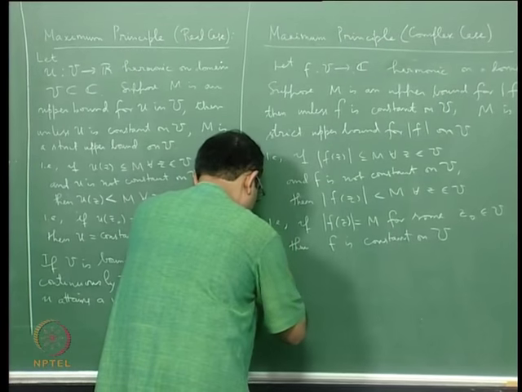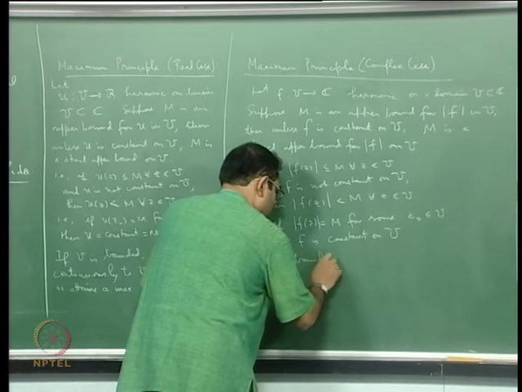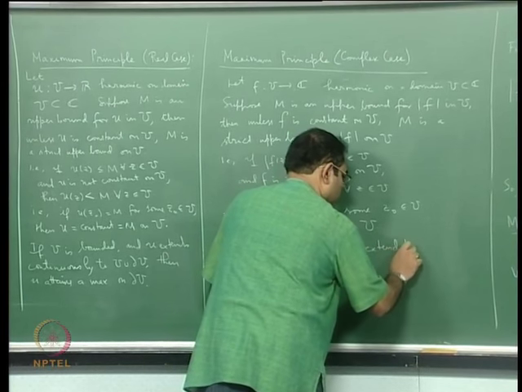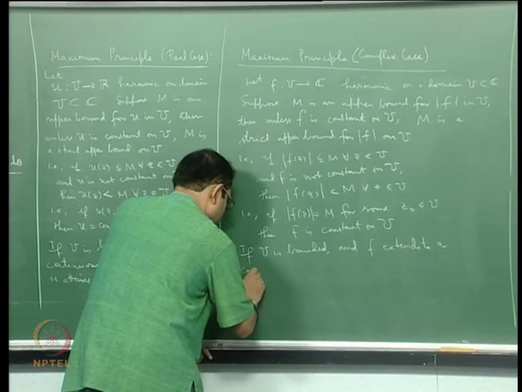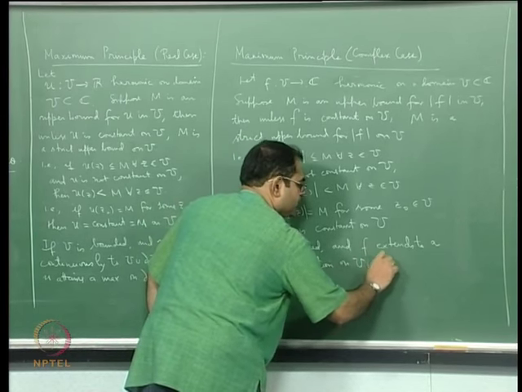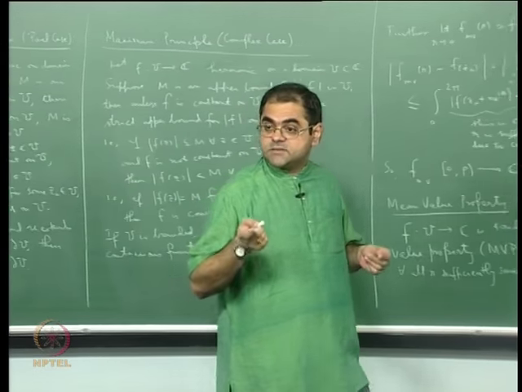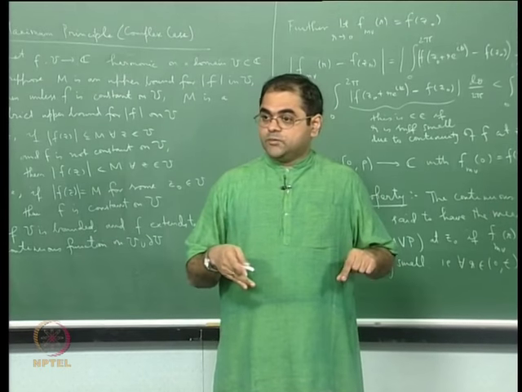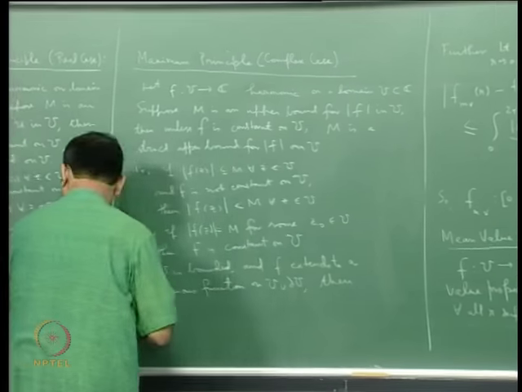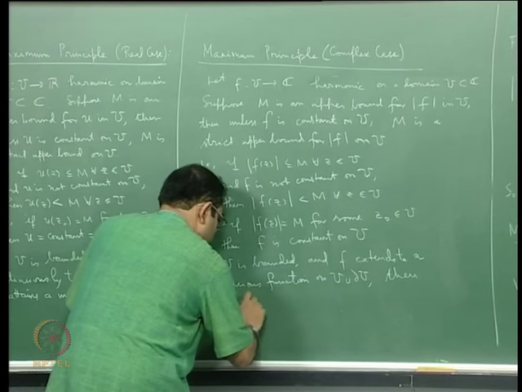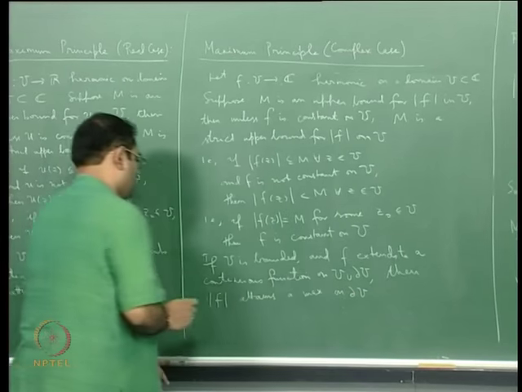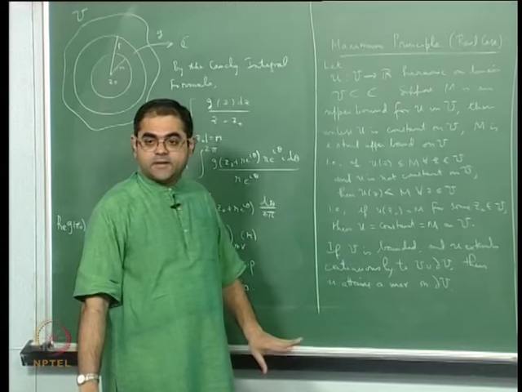So let me write the same thing here. If U is bounded and f extends to a continuous function on U union dou U, mind you in these cases U union dou U is compact because it is closed, because I have added the boundary dou U to U, and it is bounded, so it is closed and bounded, so it is compact, okay. Then mod f attains a maximum on dou U, and only on dou U, okay. You cannot get a maximum in the interior, okay.